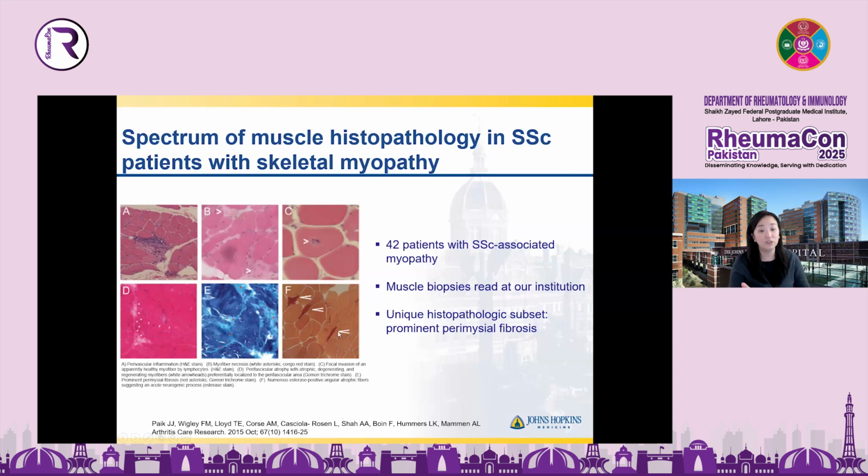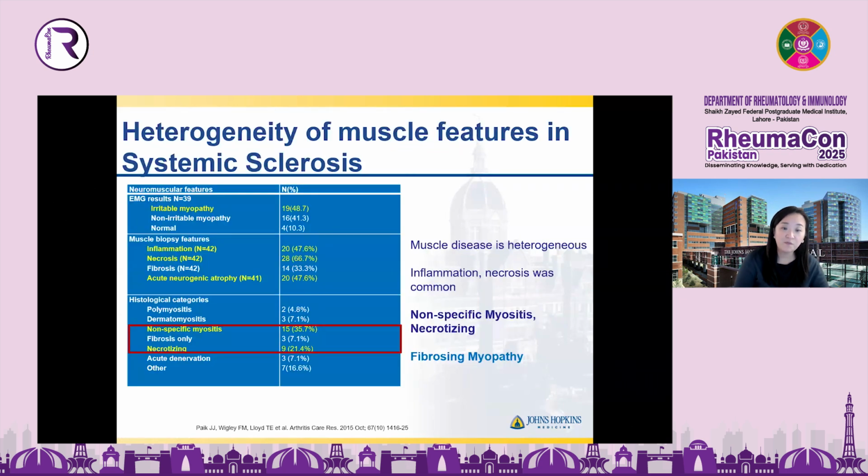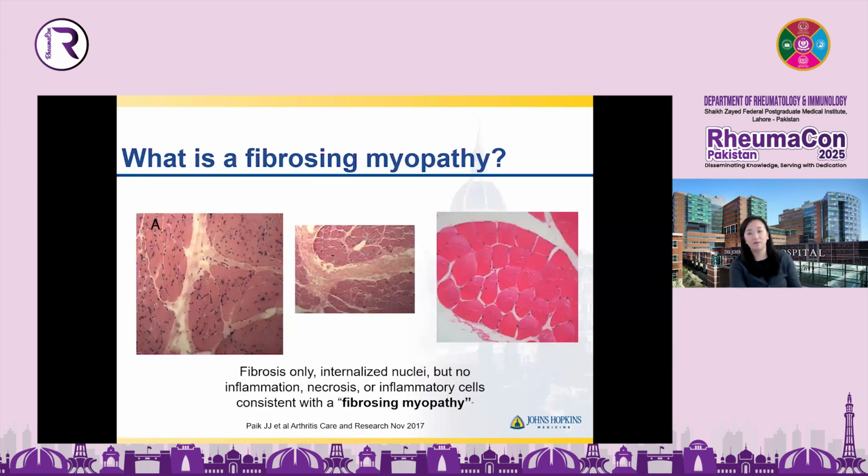So we also saw some patients who had a purely neurogenic process going on in their muscles as well. But we did find that there was a subgroup that was quite interesting, and I'll go into a bit more detail about the fibrosing group. Okay, so I'm going to talk about that. So what is a fibrosing myopathy?